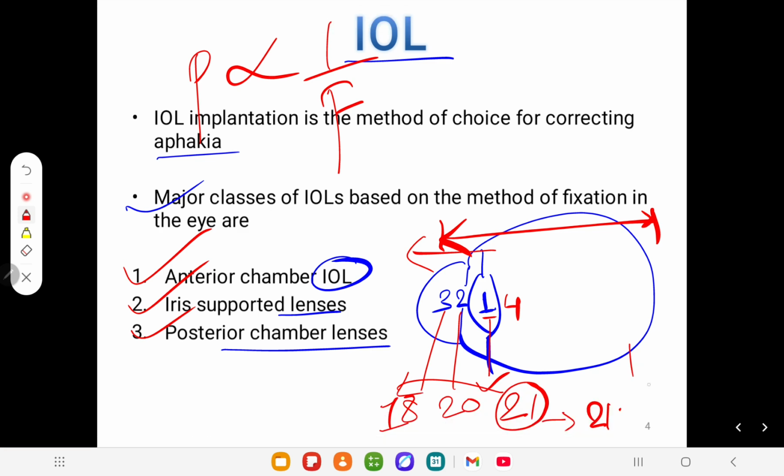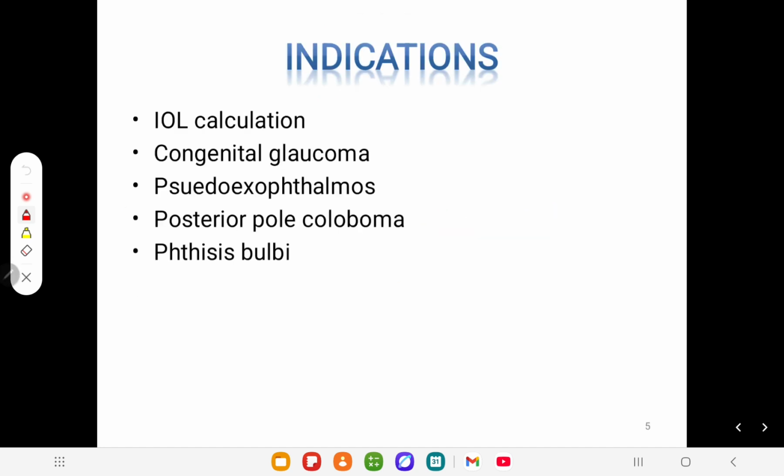21.5. Let's take an example. 21.5 diopter, because the distance from the IOL to the retina decreases. As the distance decreases, power increases. So, which is also the effective power, isn't it? So basically, this is a very important concept you have to understand. Okay, so let's move forward.